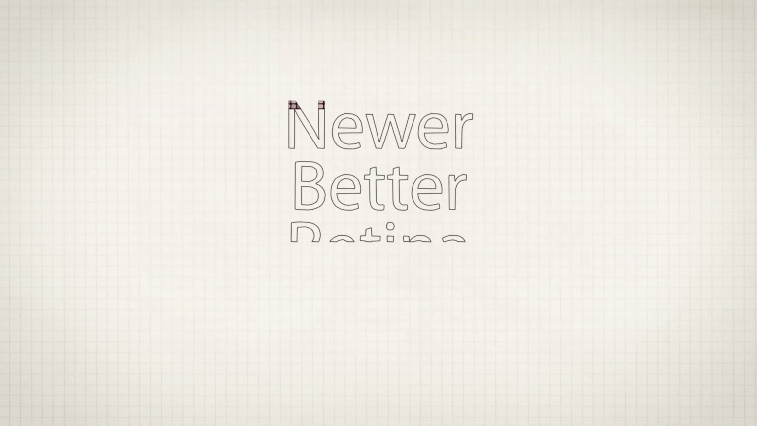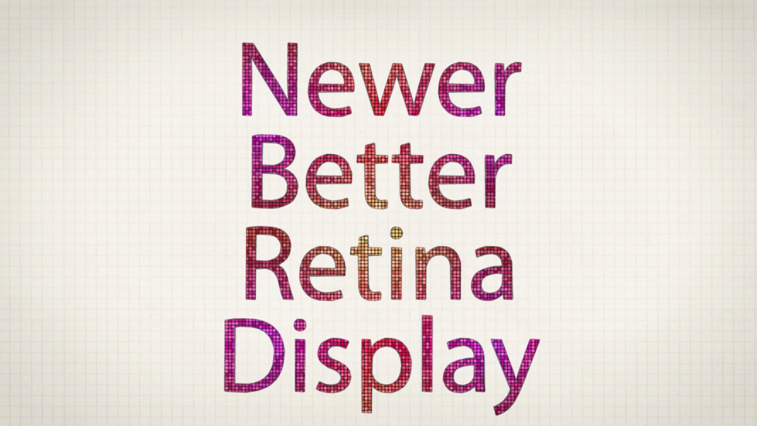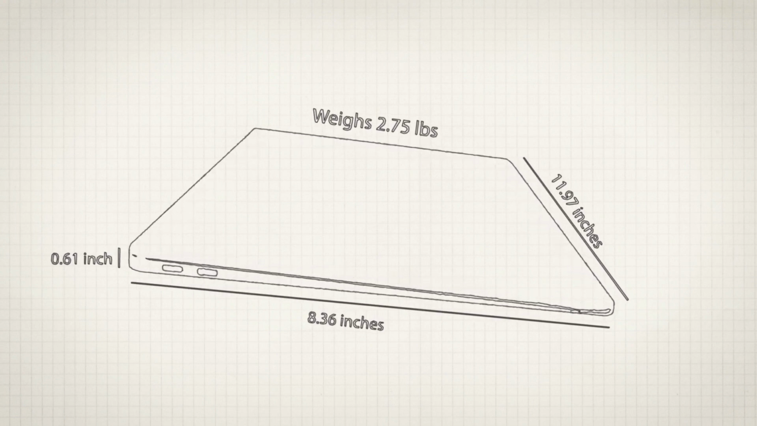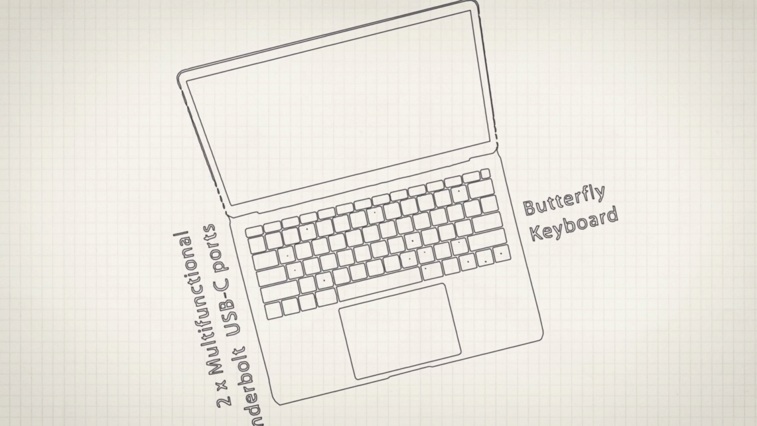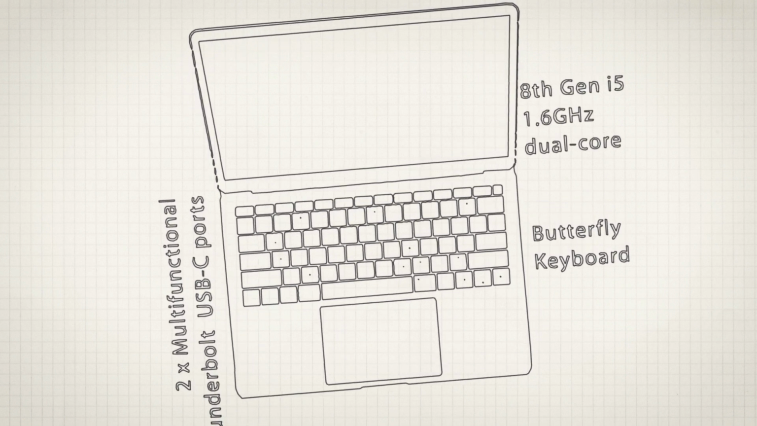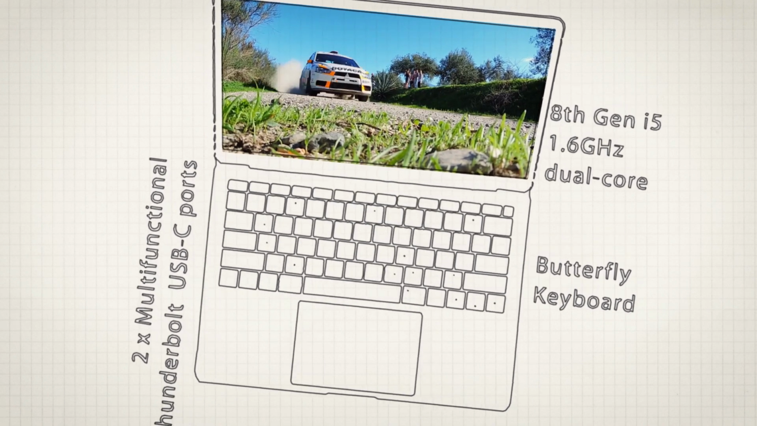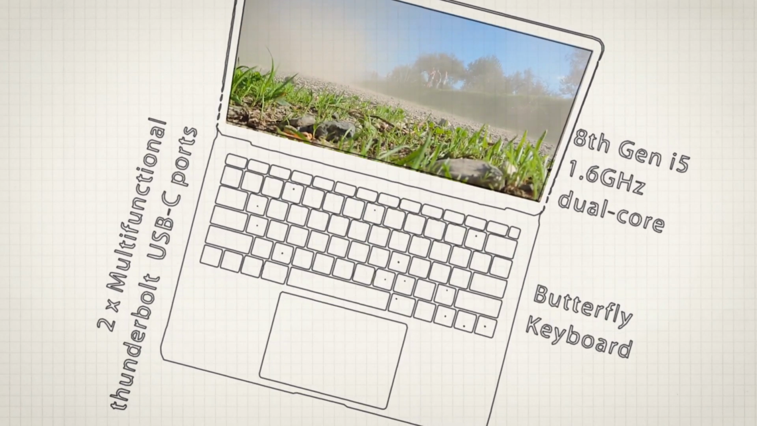Mainly, the MacBook Air gives a goodbye to the old display and brings in the newer, more improved and more detailed Retina display. It is slimmer, lighter, thinner and a lot smaller as well. We've got the Butterfly keyboard, two multifunctional Thunderbolts for power, USB and etc. Now it contains a very nominal yet improved 8th generation 1.6GHz dual core processor, which is more suitable for day-to-day tasks. Then we have an option to choose from 128GB or 256GB of storage.